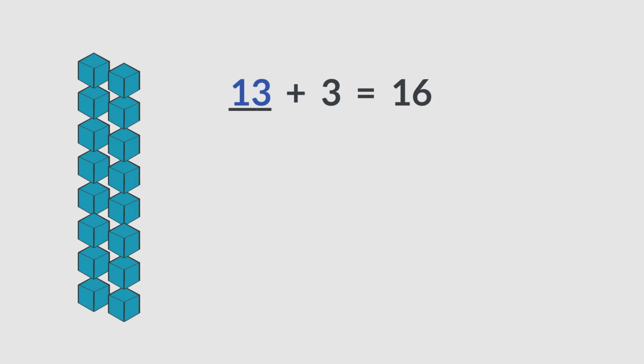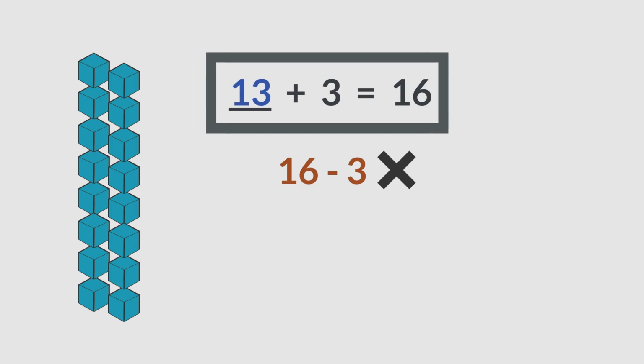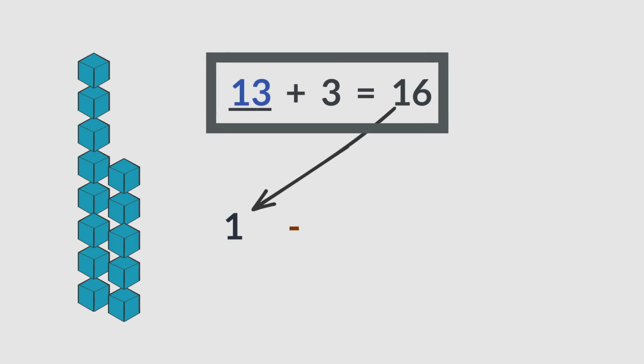13 plus 3 equals 16. Perfect. So instead of doing 16 minus 3, we used addition. 13 plus 3 is equal to 16, which tells us that 16 minus 3 is equal to 13. Wow! That was fast! I didn't have to count backward at all.